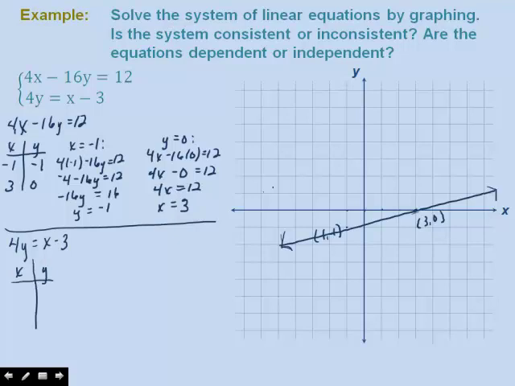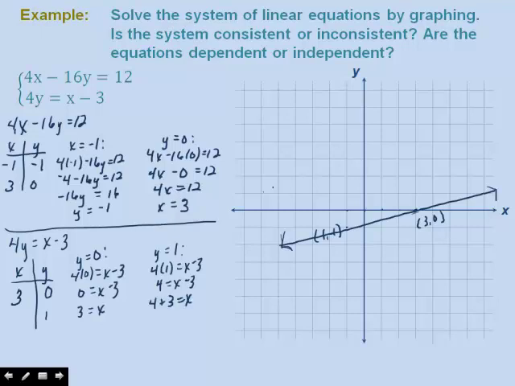So for this one, let's start out by plugging in 0 for y. So that gives us 0 is equal to x minus 3, and then if we add 3 to both sides, we end up with 3 equals x. For our next value, let's try y is equal to 1. That gives us 4 is equal to x minus 3. Then if we add 3 to both sides, that gives us 7 is equal to x.